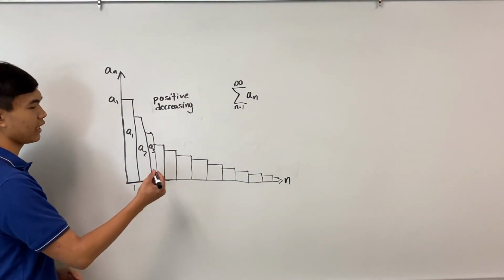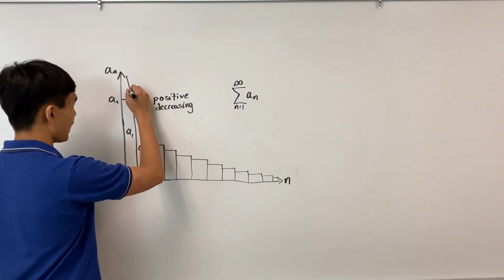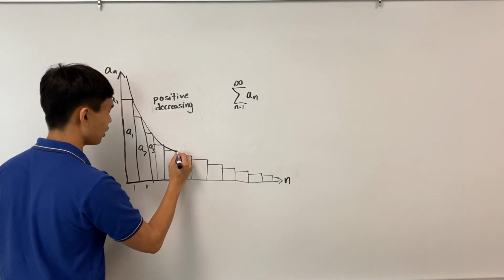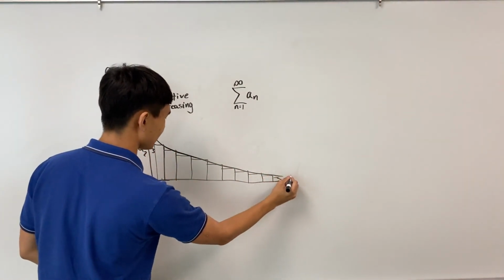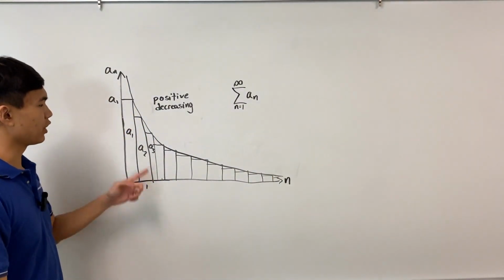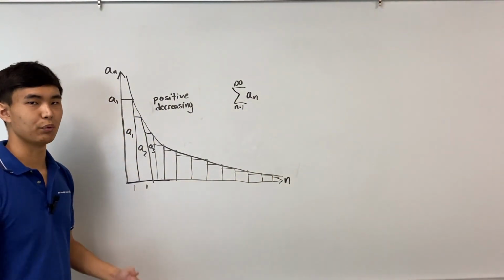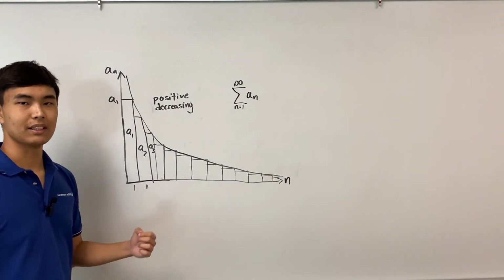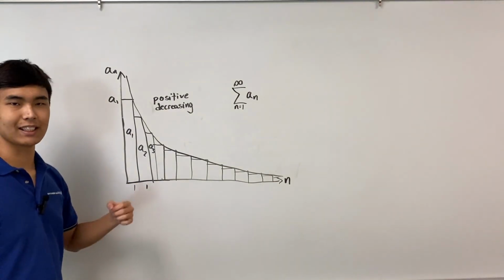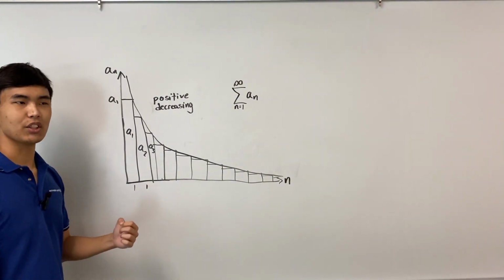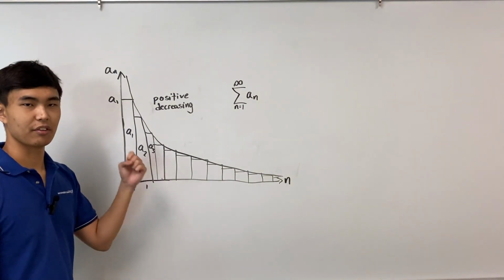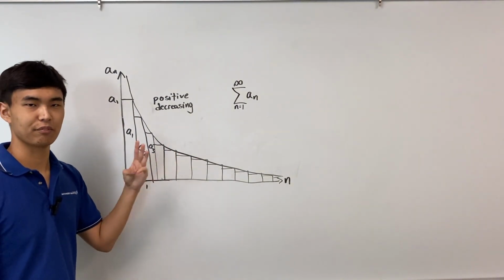This looks a lot like integration, where if we have a continuous curve following this path of the sequence, then we could also take the area under the curve and we would get a similar result. But the difference is the sequence is discretely defined. That is, it's only defined at integer values of the first term, second term, third term, and so on.